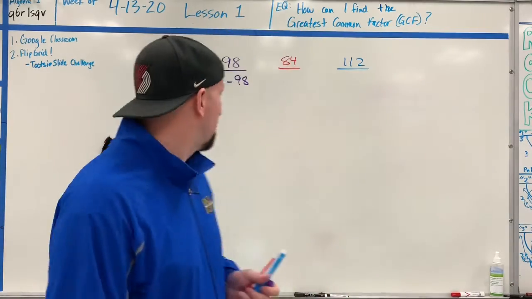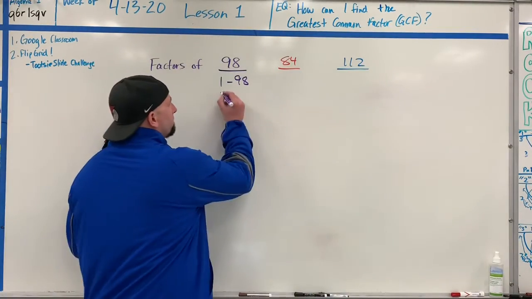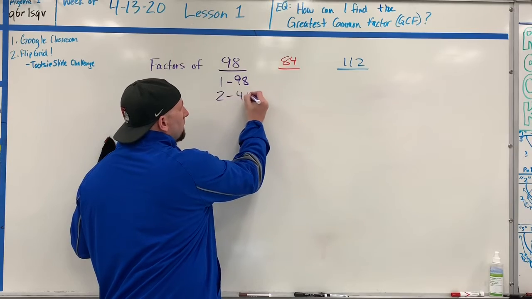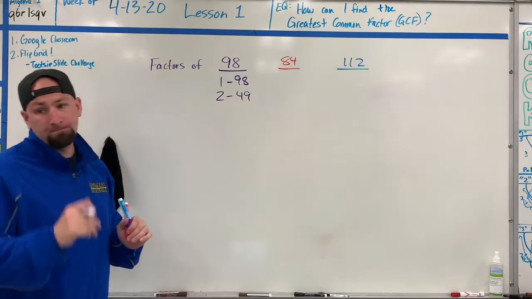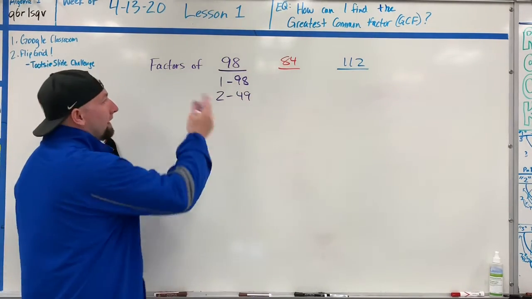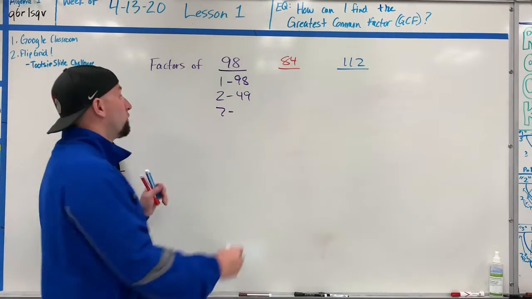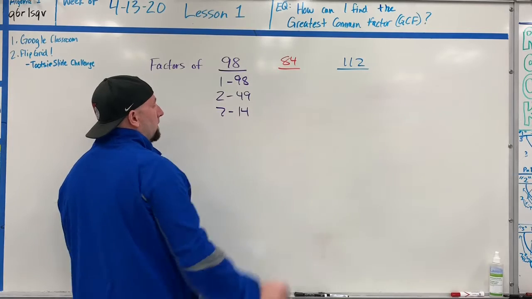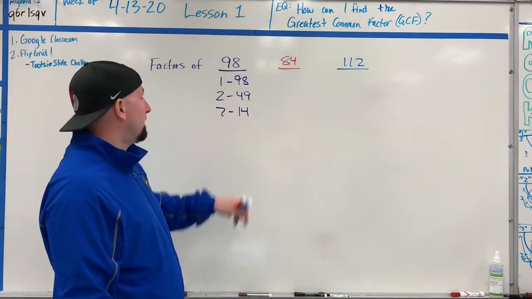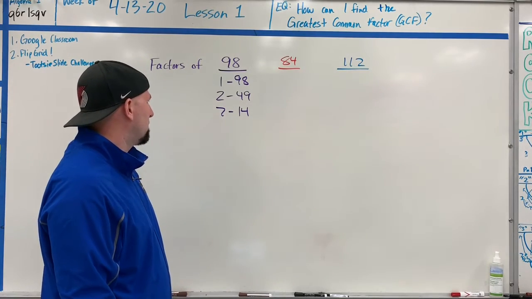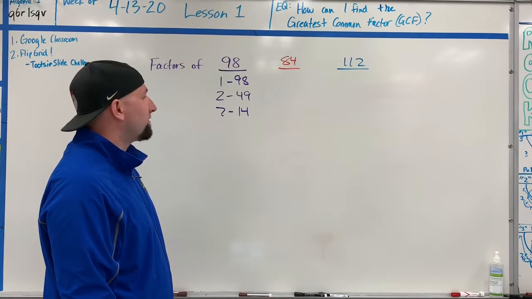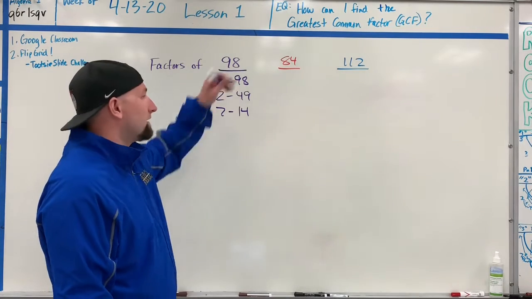All right, it's got 1 times 98, 2 times 49. And then you can go through it, but it'd be 7 times 14. 7 times 10 is 70. 7 times 4 is 28. 70 plus 28 is 98.